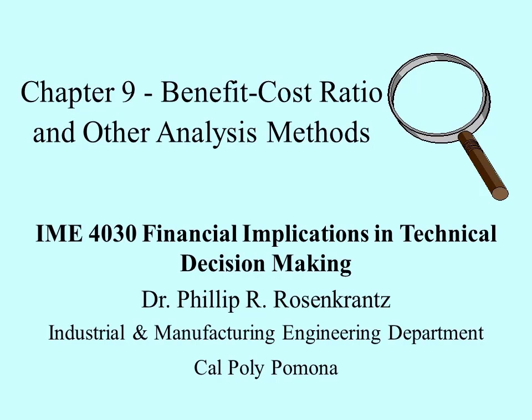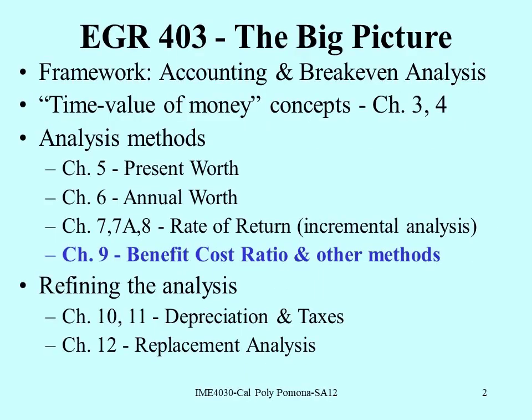We're covering Chapter 9, which is Benefit-Cost Ratio Analysis and Other Analysis Methods. If you go to slide number 2 on our big picture, we're getting near the end of our discussion of various analysis methods, and this is kind of the catch-all chapter. The most important part of the chapter is about benefit-cost ratio analysis, but the other methods are useful to know about. And so let's go ahead and jump into it with slide number 3.